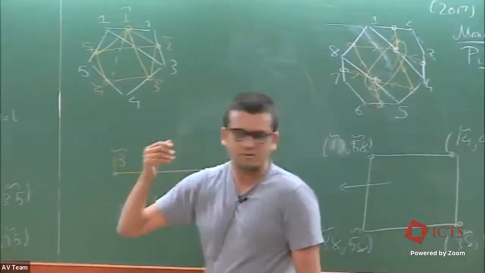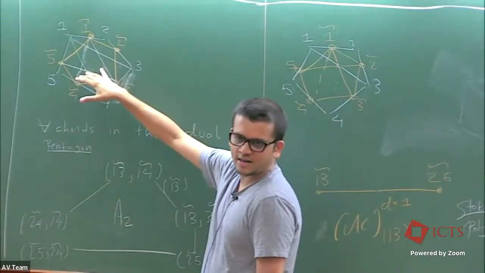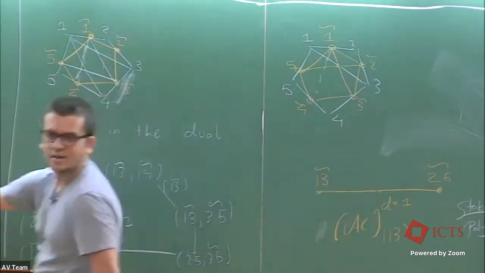In fact, I don't know if I will have time, but so far I'm looking at unpunctured polygons. But you will see that there are dissection quivers even if you put punctures inside them, and they all carry information about the S matrix of some quantum field theory.